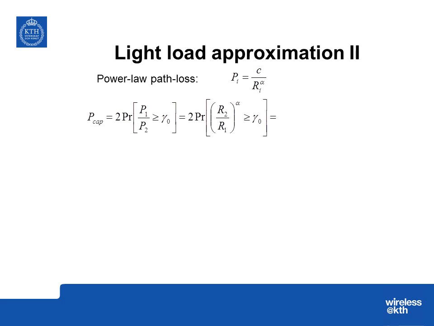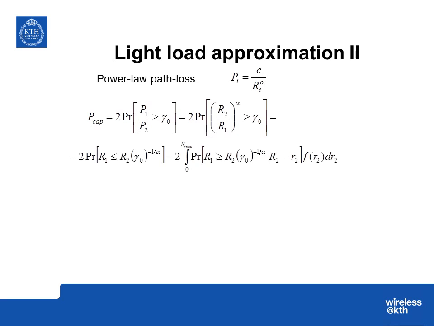So then we can compute the capture probability as we have a symmetric situation depending on if P1 is larger than P2. The capture probability can be seen as two times the probability that P1 over P2 is larger than gamma naught. And then we can plug in our power law path loss and get the relation between the station positions, or the distances of the stations from the base station, R1 and R2.